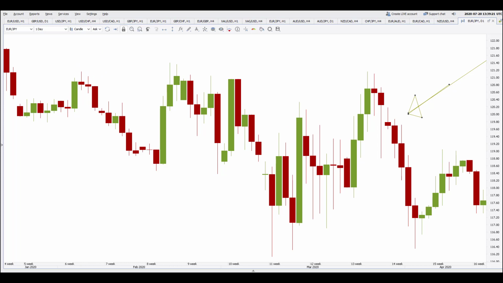We will learn more about the candlesticks in the next lesson, where we will see the basic candlestick patterns. That's all for the introduction to the candlesticks.